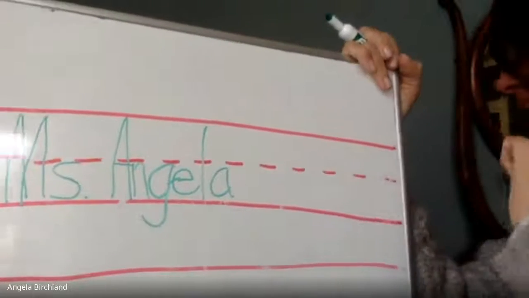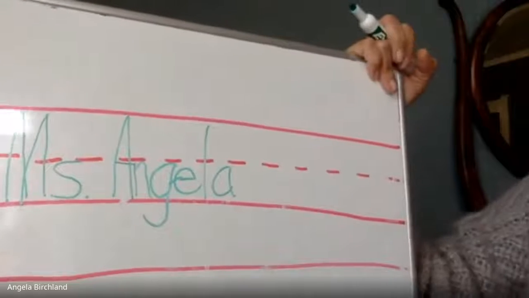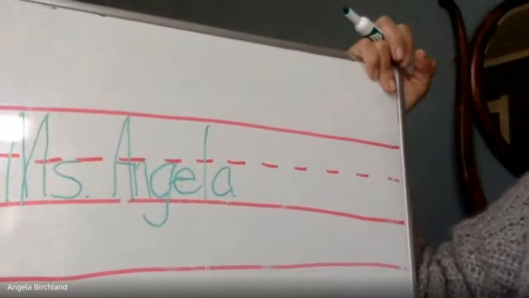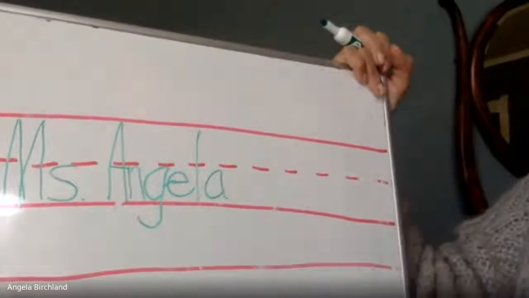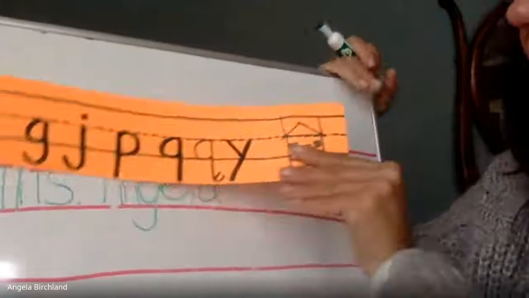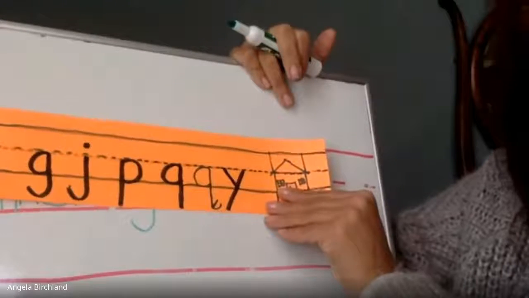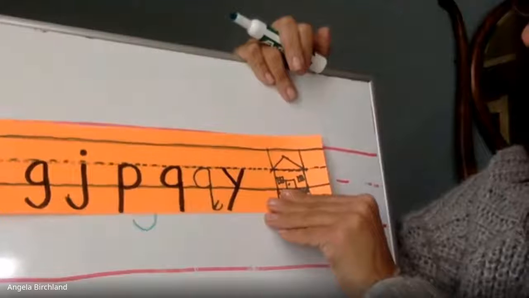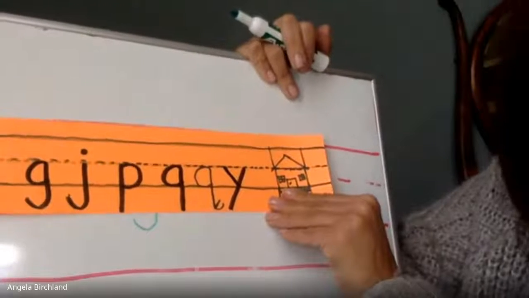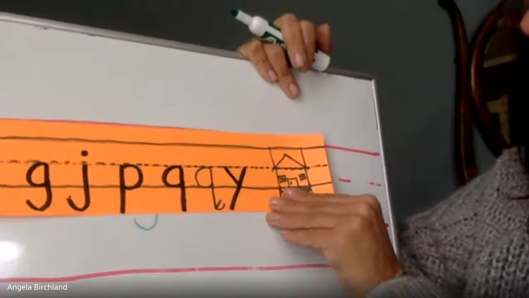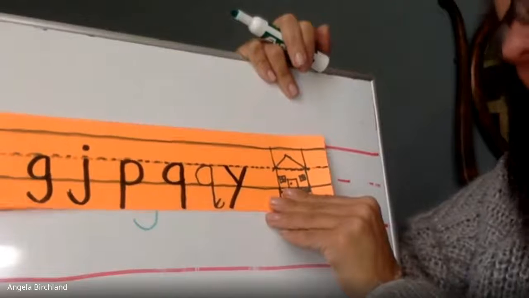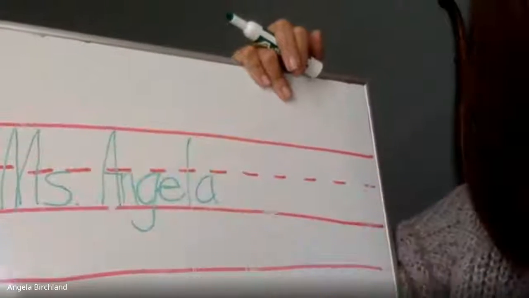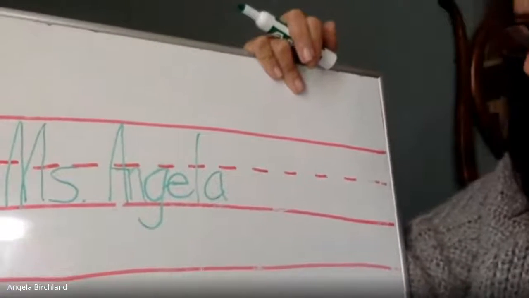How many long letters do you have? There are not that many in the alphabet. We talked about this yesterday, looking right here at this. There's G, J, P, Q, and Y. 1, 2, 3, 4, 5 letters. That's not very common to have those lower letters.